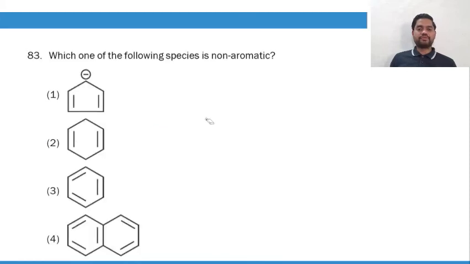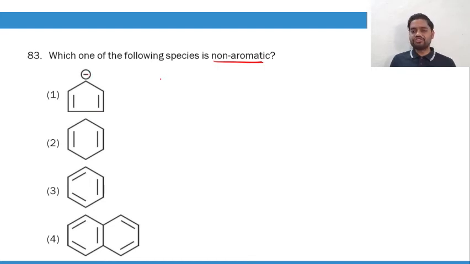Now, which of the following species is non-aromatic? Non-aromatic. The first thing you just need to identify is whether there is any particular carbon which is sp3 hybridized. That means the first thing is cyclic. You need to check cyclic. Planar. How will you come to know whether it is planar or not? To find whether there is a carbocation which is not in conjugation, or there is some sp3 carbon.